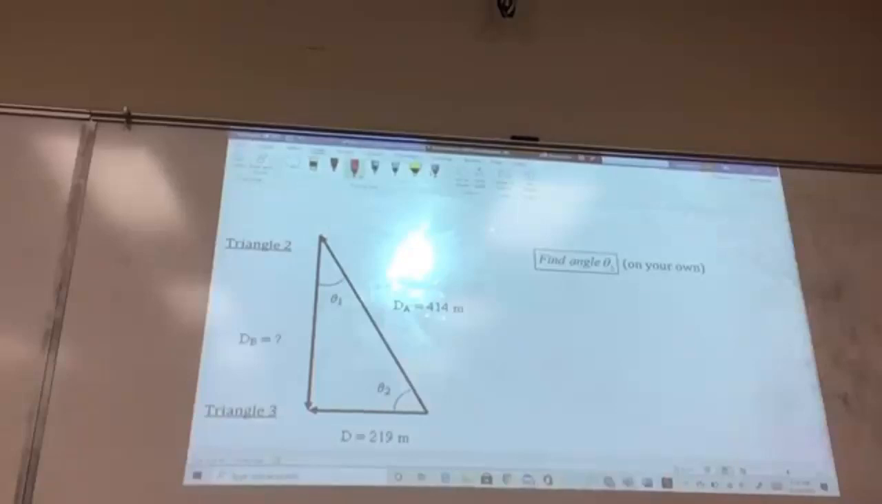Okay, so now, since you want to find this angle, you have to ask, which two sides have I been given? You've been given which two sides here? What values or sides do you have values for? Okay, so you've got values for the hypotenuse and the adjacent.